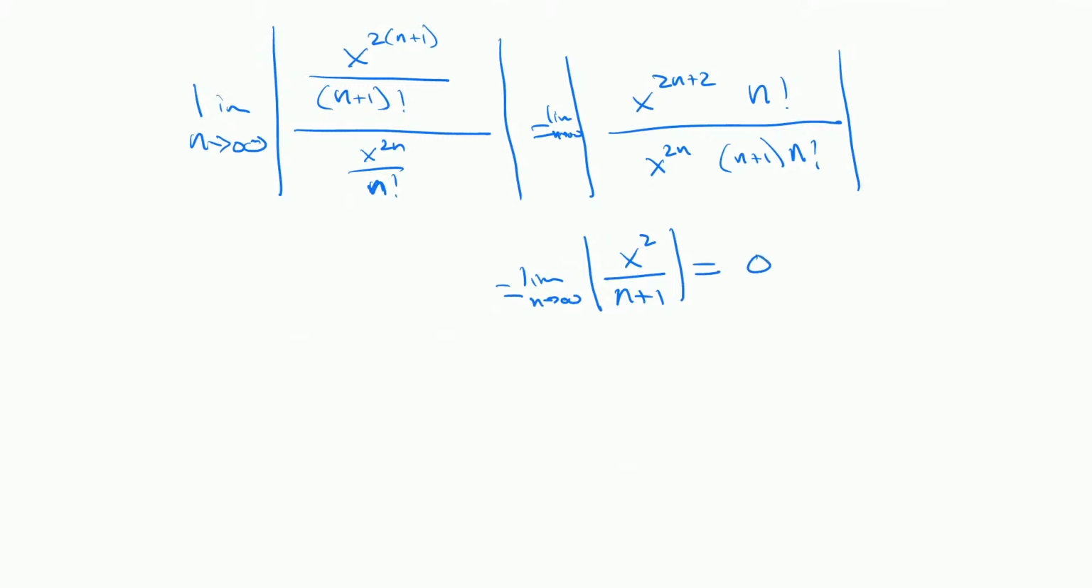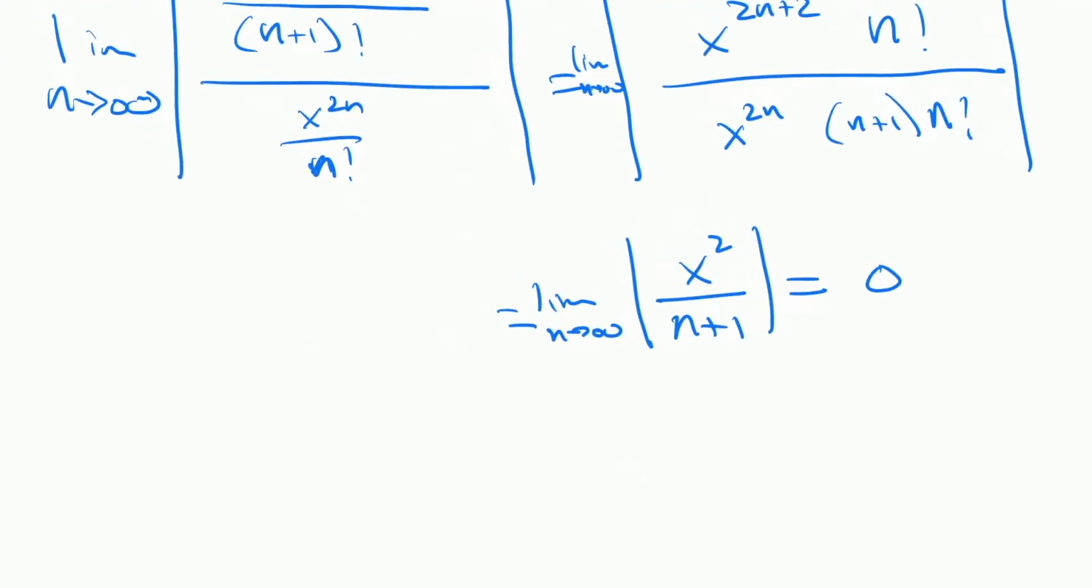So for this particular problem, the limit is 0, no matter what x is. And so this thing converges no matter what you put in there for x. So x doesn't matter. Here, this thing converges for all values of x. You can either say it's the real line or from negative infinity to positive infinity.